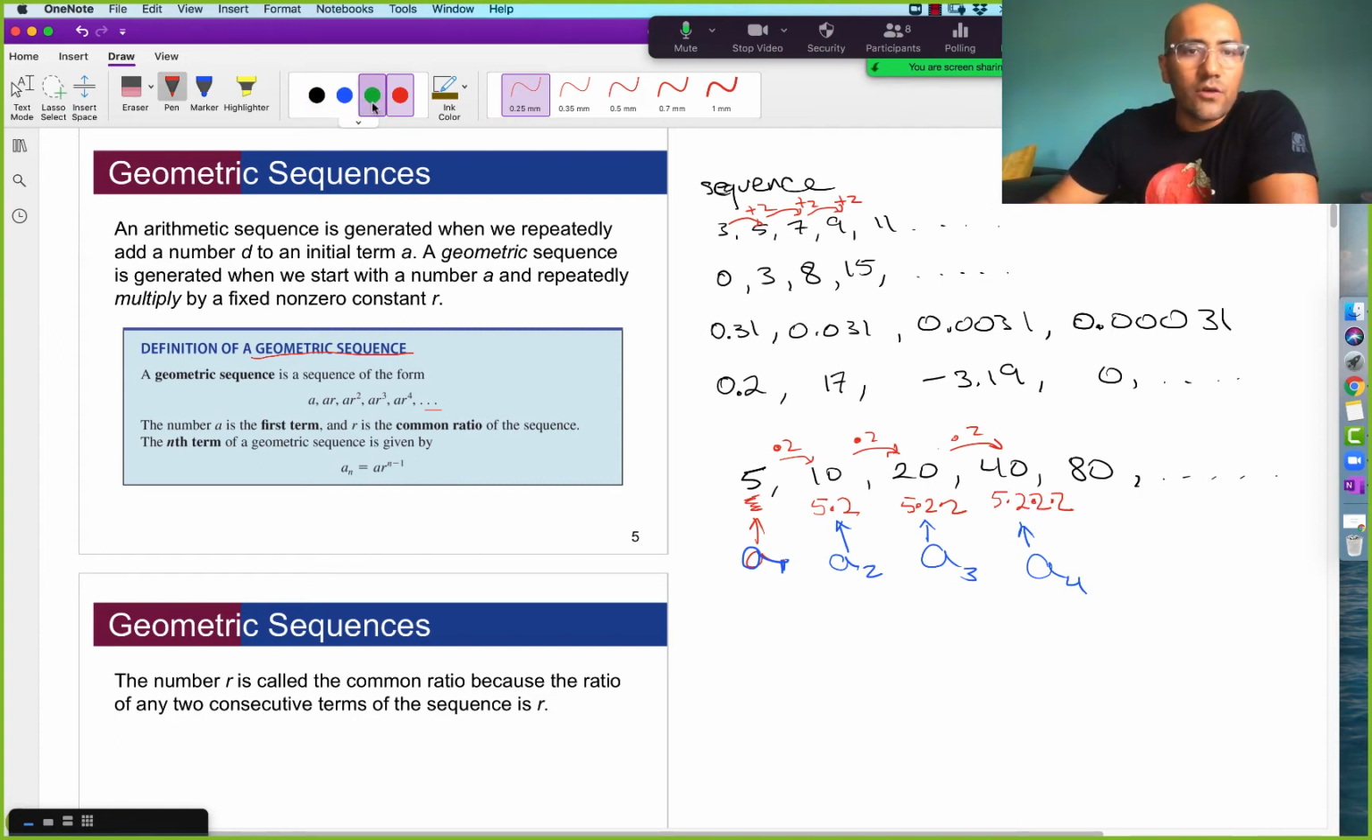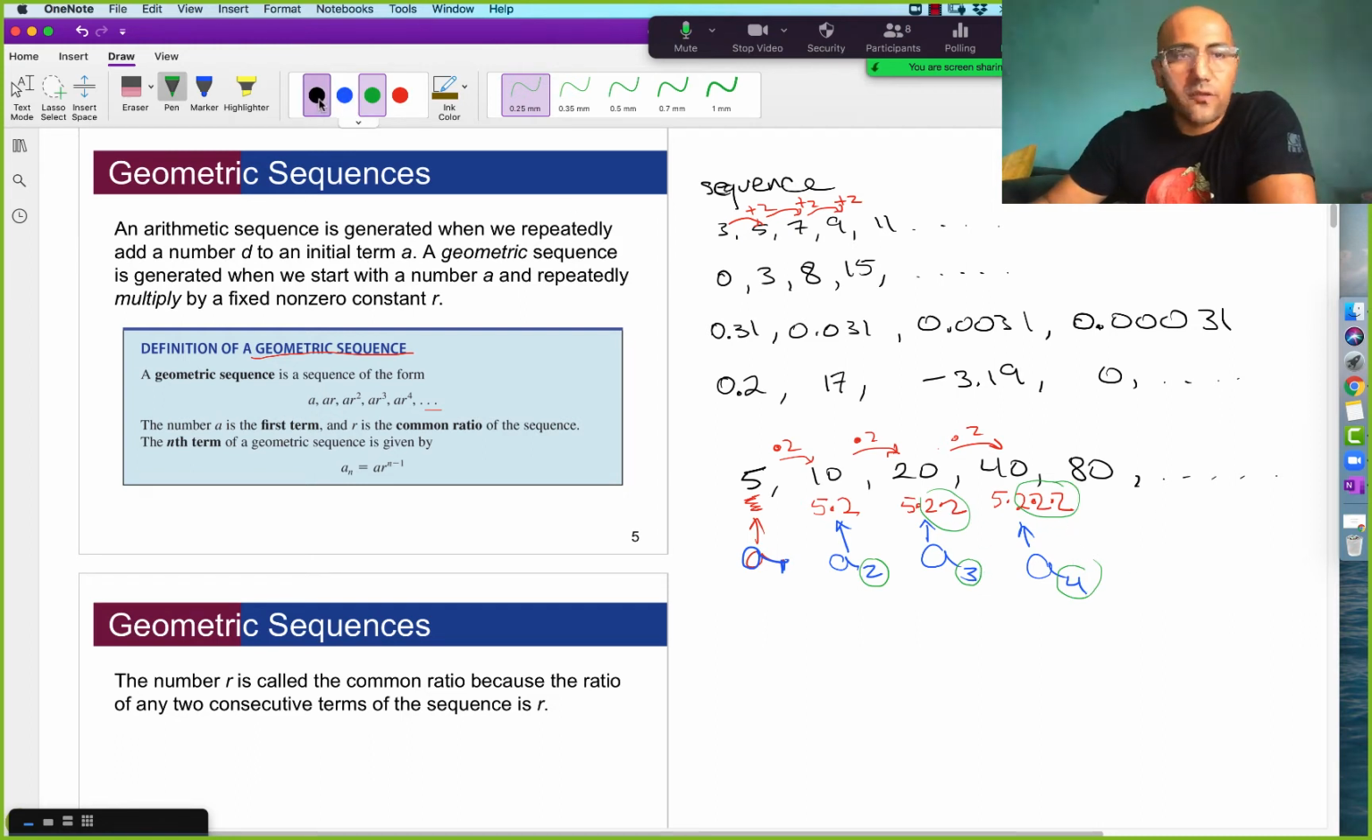Good. So we notice a pattern between the number of times that we multiply the common value R and its location, right? So the second one on the list, we multiplied 1 copy of 2. The third one on the list, we multiplied by 2 copies of 2. The fourth one on the list, we multiplied by 3 copies of 2. So there's always one less, right?